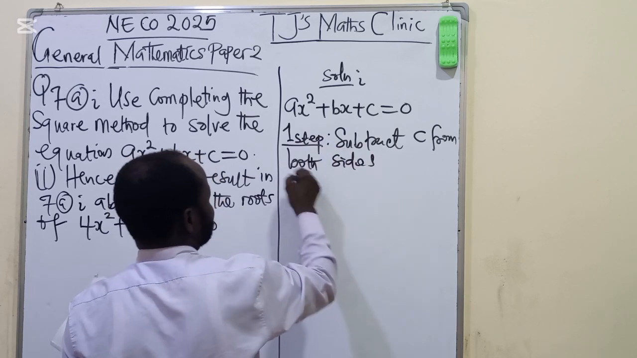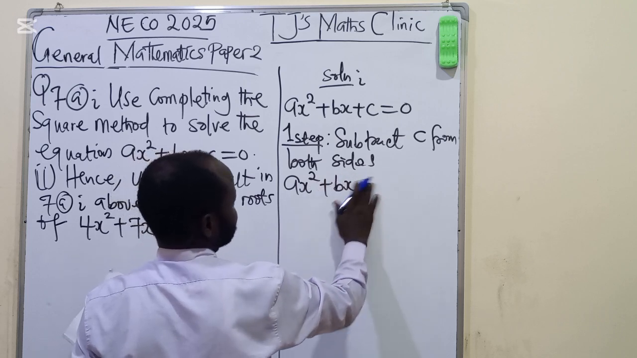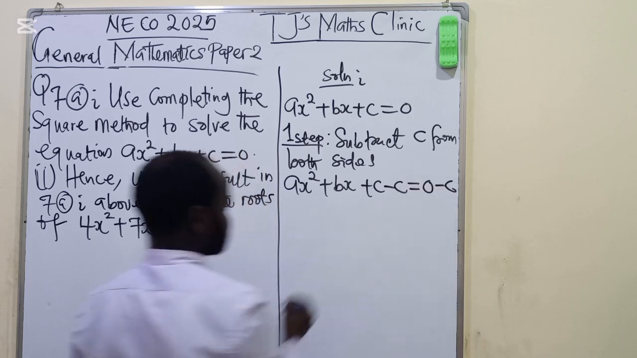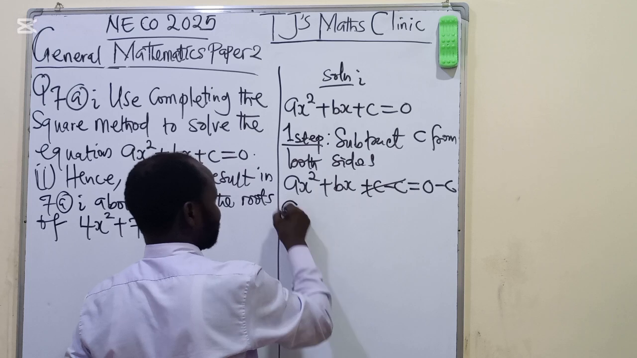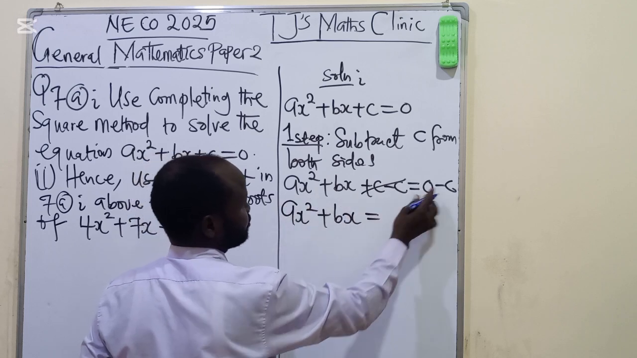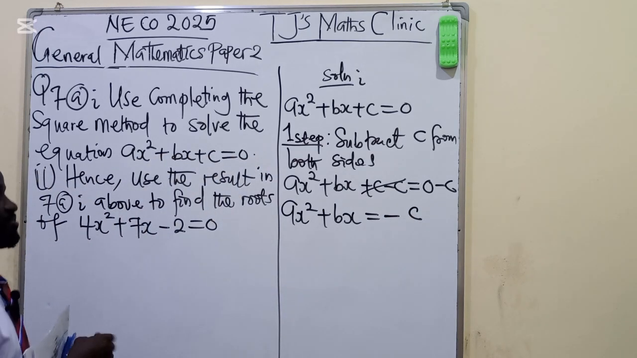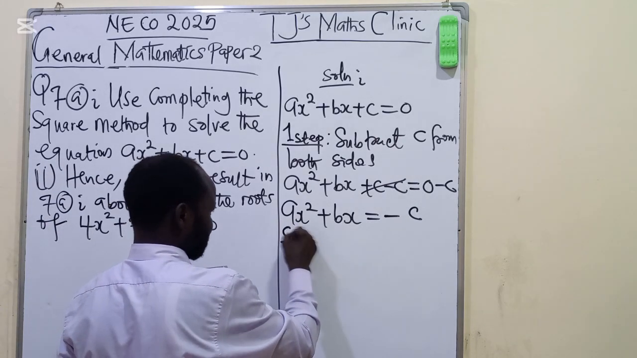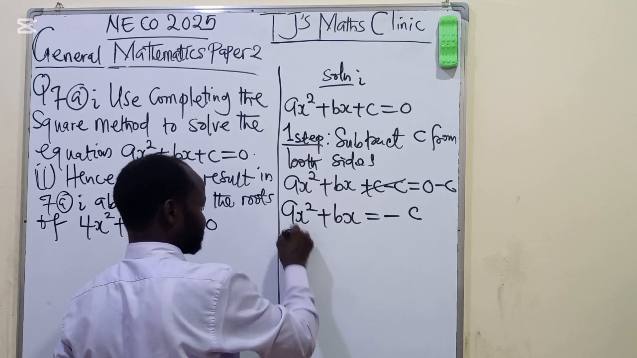What does that mean? We'll have ax squared plus bx will be equals to plus c minus c will be equals to 0 minus c. Of course, c minus c is 0. We're left with ax squared plus bx equals 0 minus c, which is minus c. This is now step 1. Let's move to step 2. I hope we're together.